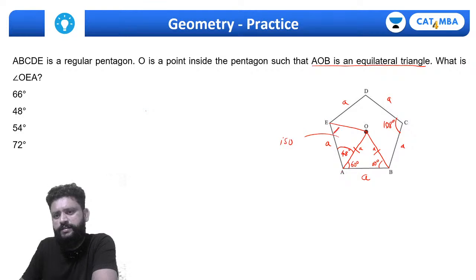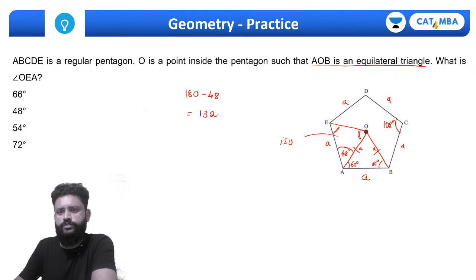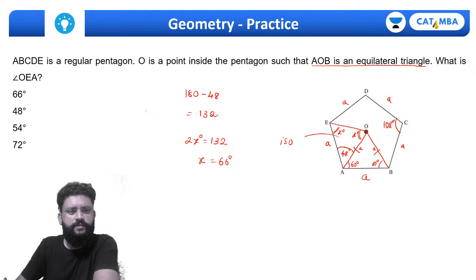So the remaining part is to be 180 minus 48, that is 132, and उसका हाफ हो जाना चाहिए. This must be x degree, this must be x degree. So 2x degrees is 132. So x is 66 degrees. That's answer option A.